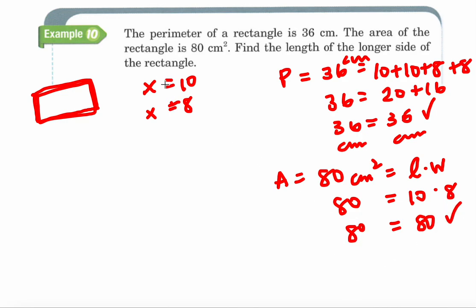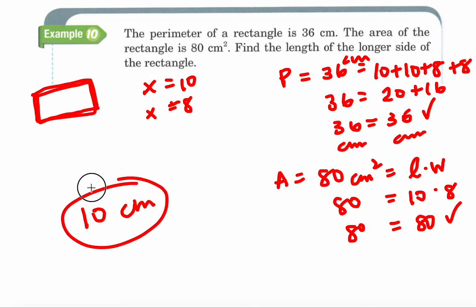Okay, so those are our two lengths, but they do want to find the length of the longer side of the rectangle. So your answer should be 10 centimeters, not both of them. Just 10 centimeters because they just want the length of the longer side.